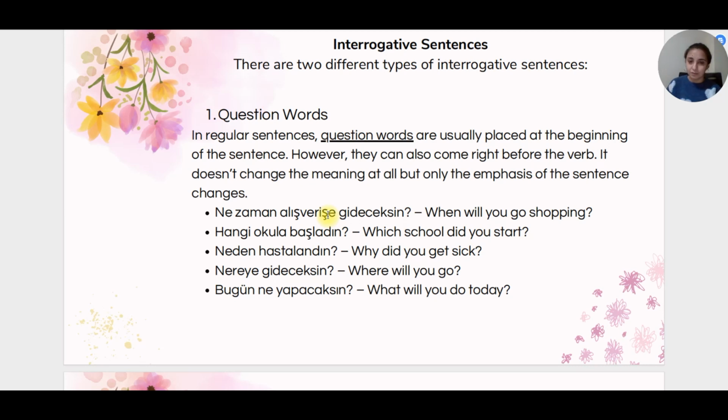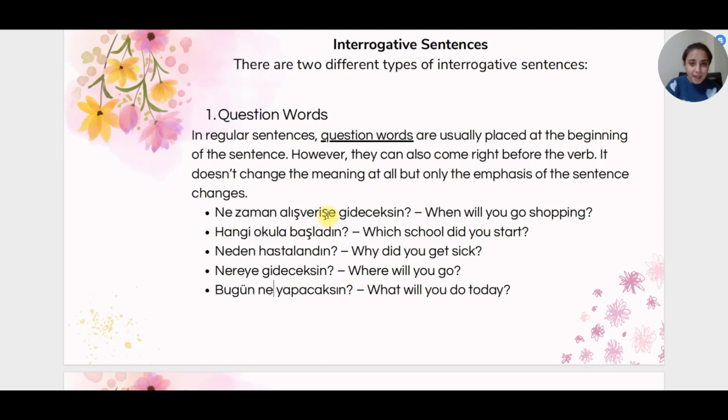Neden hastalandın? Why did you get sick? Just two words. Nereye gideceksin? Just two words. This is the background of question words. But let me say, question words are not the only way to ask a question in Turkish.